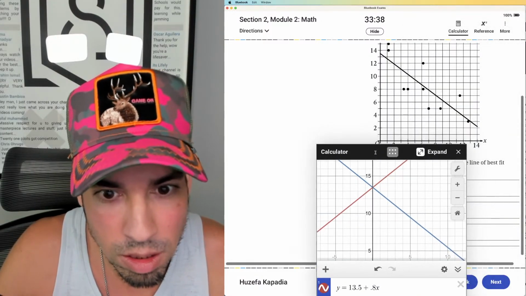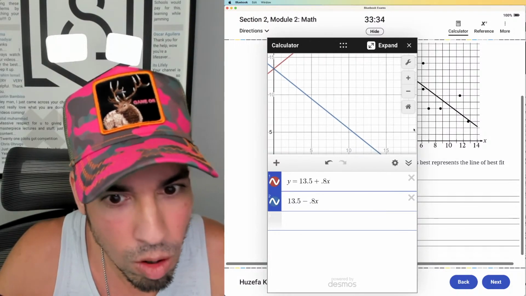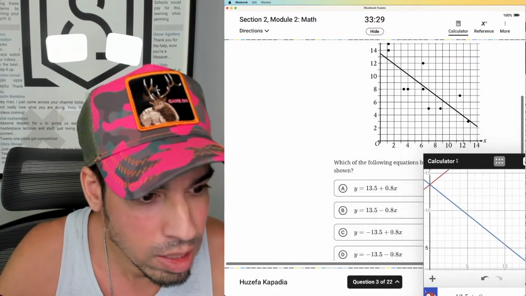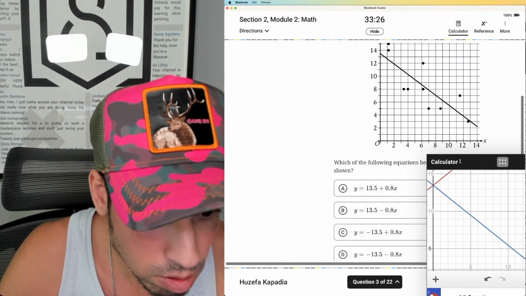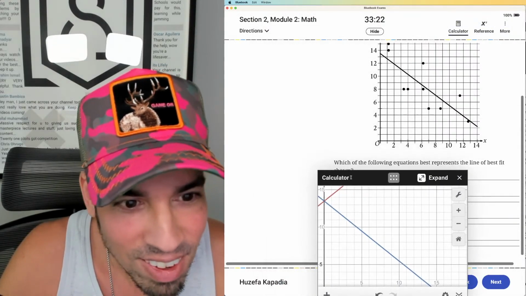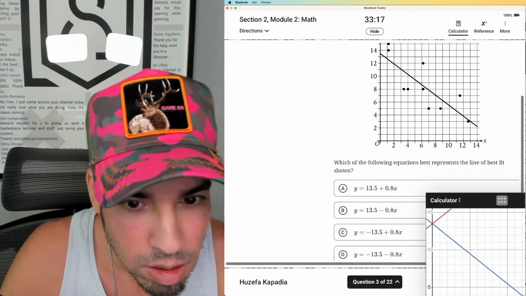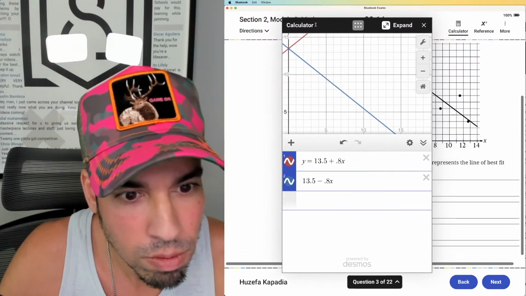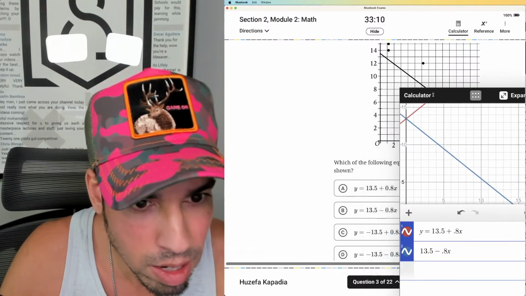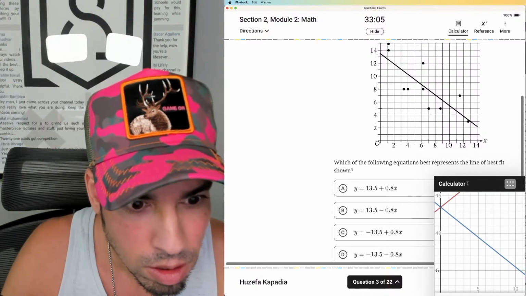And where does it hit? It doesn't show it hitting the x-axis, but it's hitting the x-axis before 14 here. So that's almost good. Although that should be the right answer. Wait, hold on. That should be the right answer. 13.5 minus 0.8x. Oh, no. 14. Well, that's weird. You see, it's got the right y-intercept, but the x-intercept is funky.